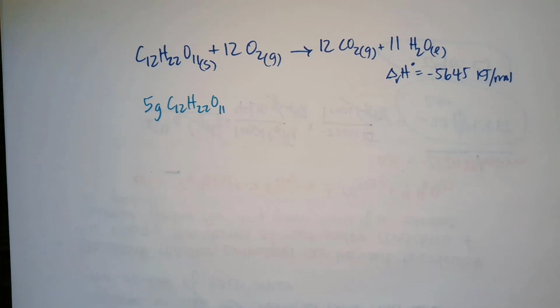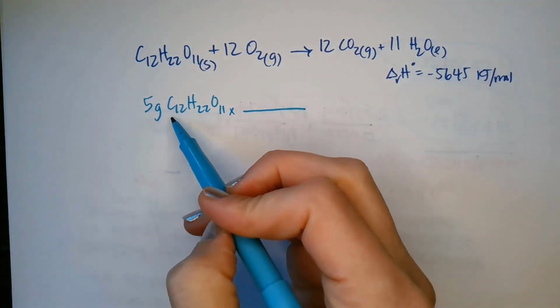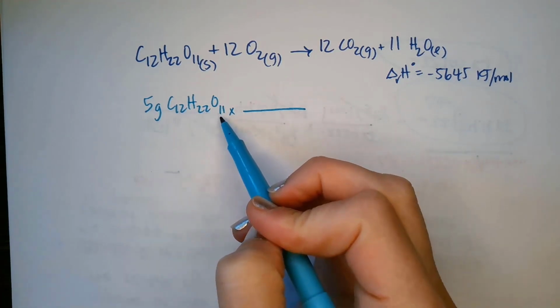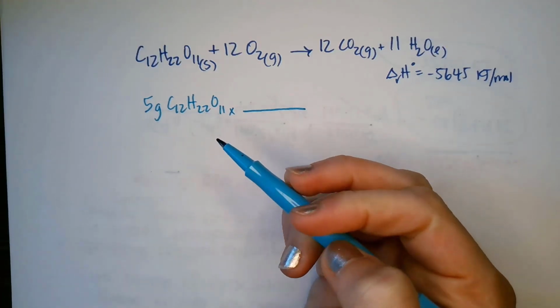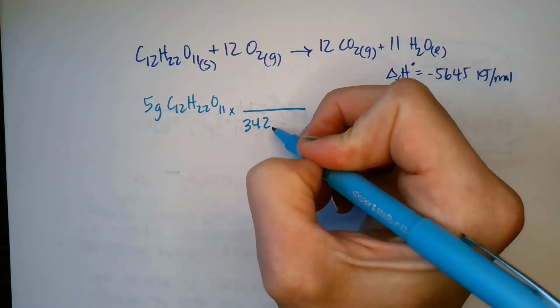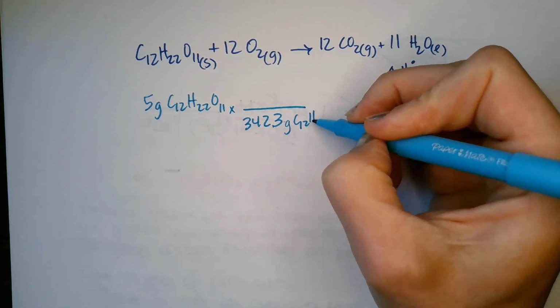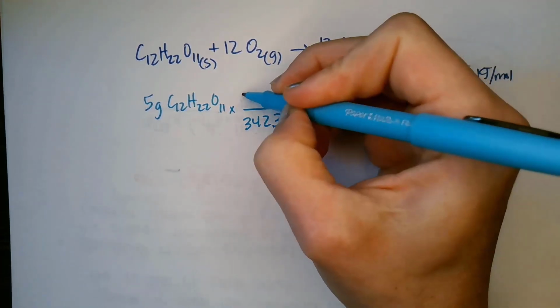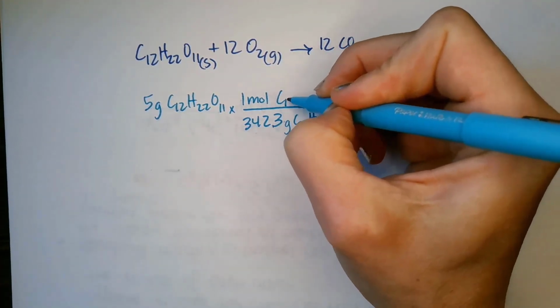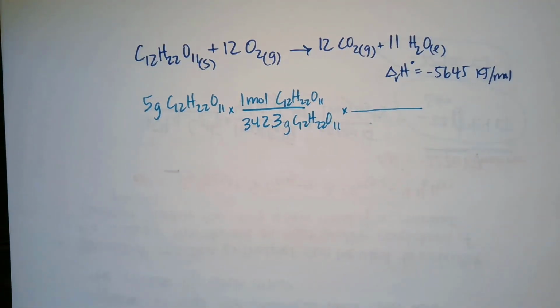So I'm just going to figure this out, and I need to figure out what 12 carbons, 22 H's, and 11 oxygens molar masses are. And double check my math, but I'm pretty sure it was 342.3 grams of C12H22O11 for 1 mole of C12H22O11. All right, so that's good. We went from grams to moles.